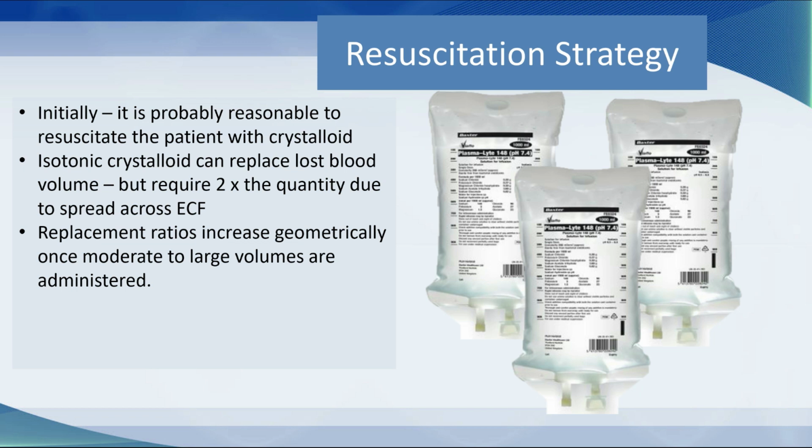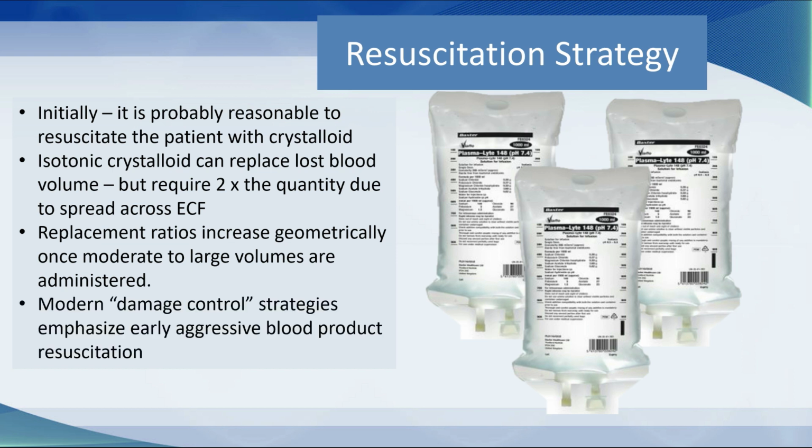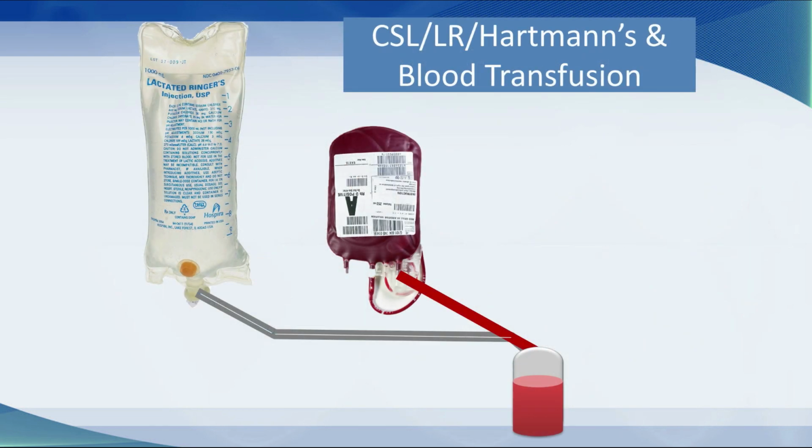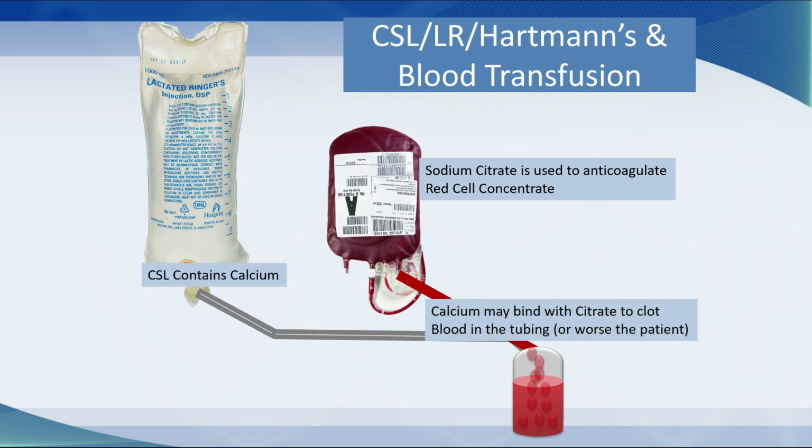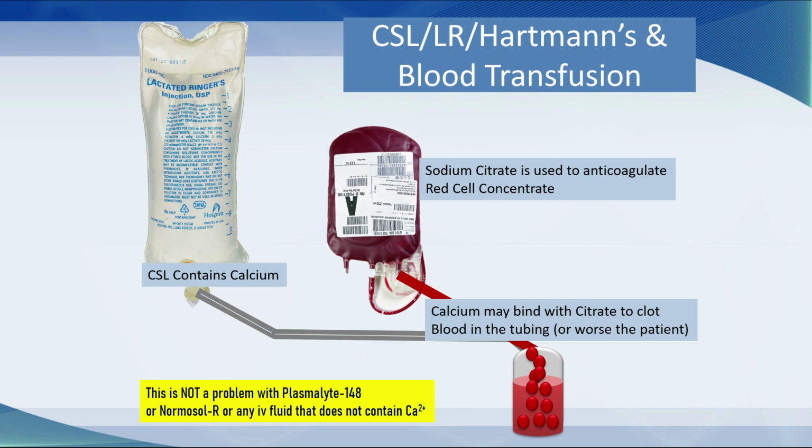So modern strategies for resuscitation really is damage control. You give early aggressive blood product resuscitation. Now, you need to be aware that if you're using a sodium lactate solution like Hartmann's or lactated ringers, there is sodium citrate in the blood and there's calcium in the lactated ringers. So it is quite possible that you could actually clot the blood in the tubing if you use the same tubing for crystalloid and for blood products. This is not a problem with products like Plasmalyte or Normosol because they don't contain calcium, they contain magnesium.